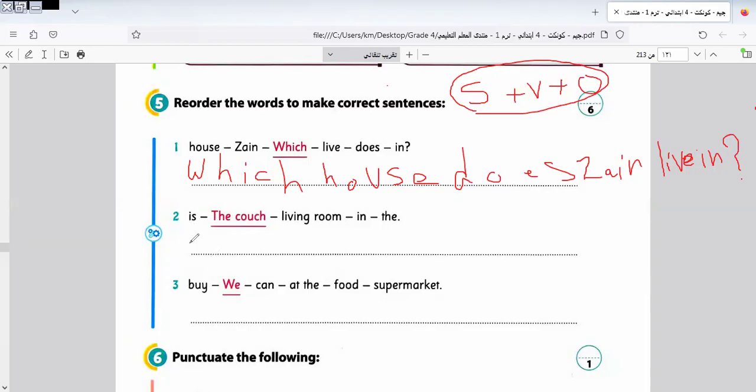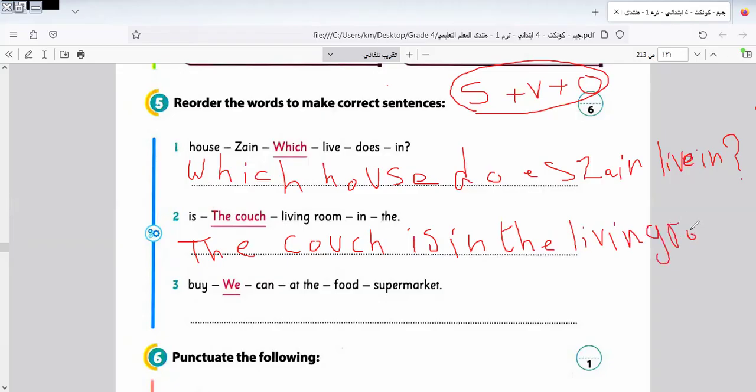Let's continue the rest of the unit, the exercise. The couch is in the living room. So the answer will be the couch. Here with the subject, where is the verb? Is in the living room. So the couch is in the living room. I will leave the last one for you to do by yourself. The living room, and I put a full stop at the end of the sentence.